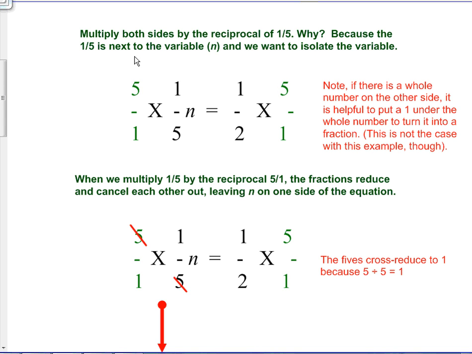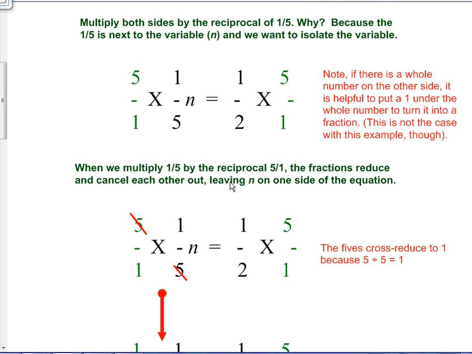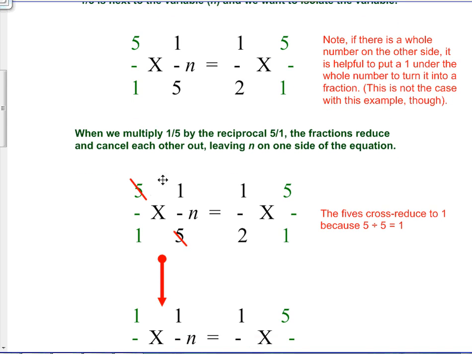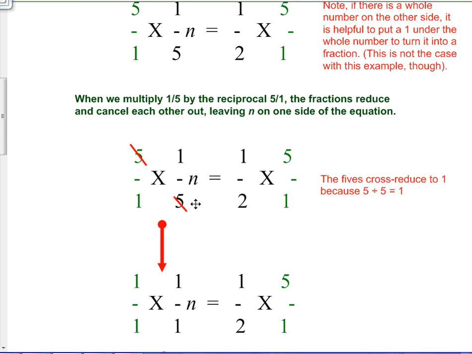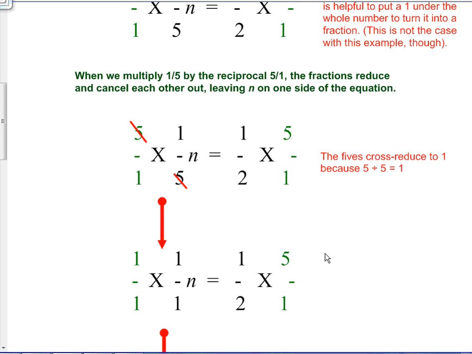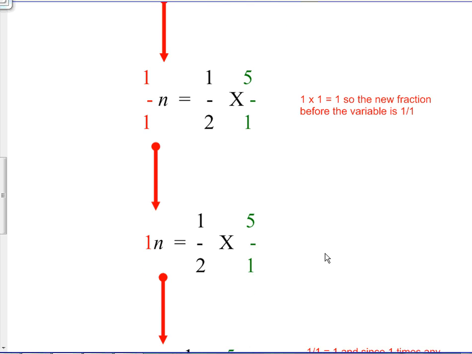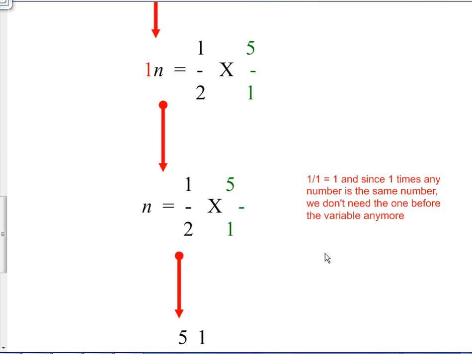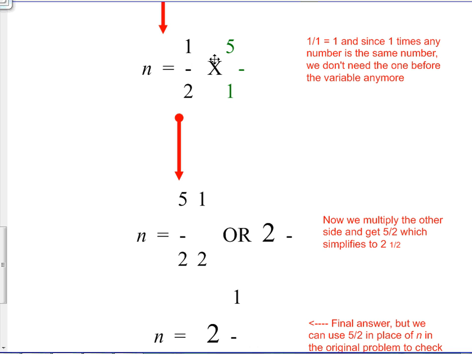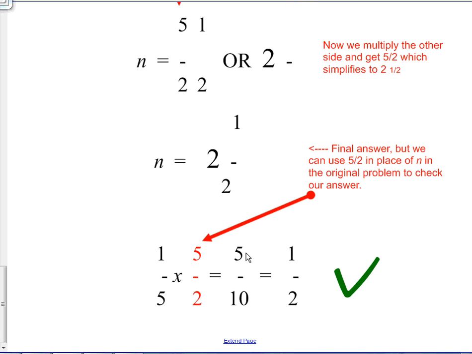So we want to isolate n by itself. We can multiply 1/5 by the reciprocal, 5/1, and those cancel each other out, leaving n by itself. And then we just have to multiply 1/2 times 5/1 on this side. 5 times 1 is 5, 2 times 1 is 2. So then I have 5/2, or 2 and 1/2.